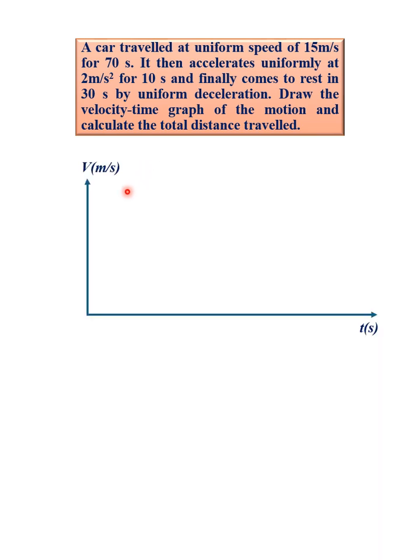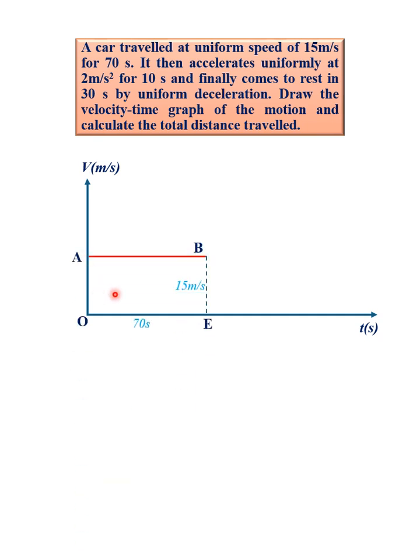The first thing we want to draw is the velocity time graph, which is a graph of velocity plotted against time. The first statement says a car traveled at a uniform speed of 15 meters per second for 70 seconds. The car didn't start traveling from rest according to the question. It started at a velocity of 15. So our velocity time graph will not start from the origin. Rather, it will start from a point on the vertical axis at 15 meters per second.